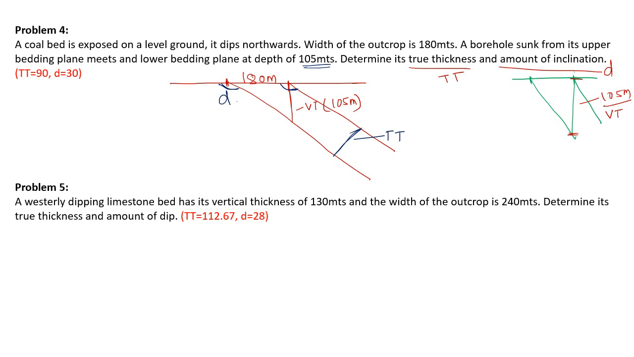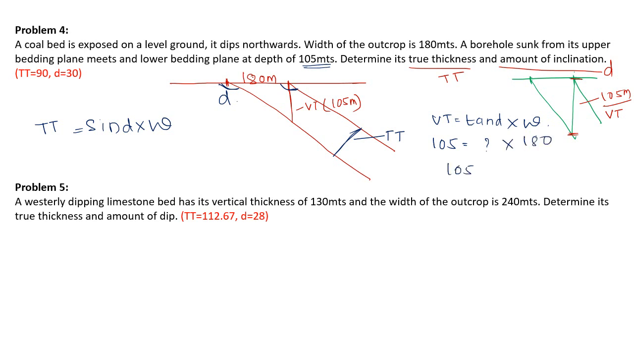Okay, so you can go further. You can take the formula sin D into W for TT. Now the sin D is not given, so TT cannot be used directly. Before that we need to solve for VT also. Tan D is equal to VT by W. VT is given, that is 105. Width is given, that is 180 meters.